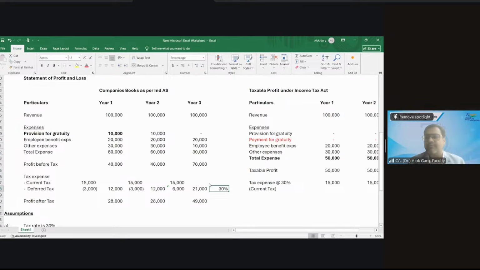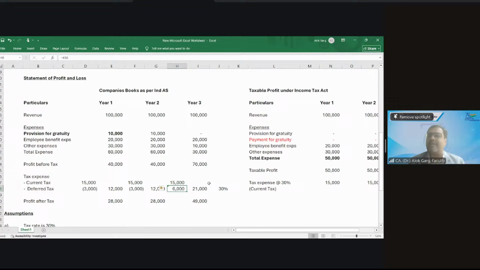Right, Bibu? So your current tax will keep on changing, no? Your deferred tax will remain the same, no? Bibu, is this clear? Like what I just did, I increased the third year's profit. Clear, sir. Or let's say, Bibu, earlier I made it 30,000, right? Let's say instead of making 30,000, let's make it 50,000. I made the expense 50,000.